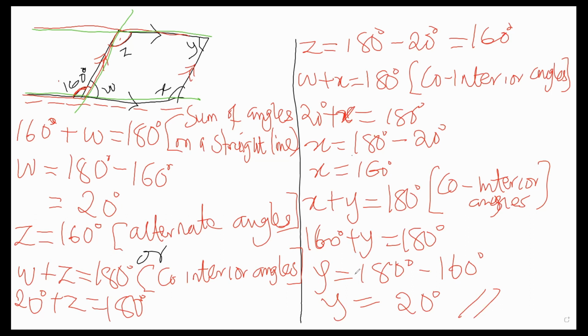So in order, the values of W, X, Y, Z are: W is equal to 20 degrees, X is equal to 160 degrees, Y is also equal to 20 degrees, and Z is equal to 160 degrees, in that order. So that's the value of our W, X, Y, Z.